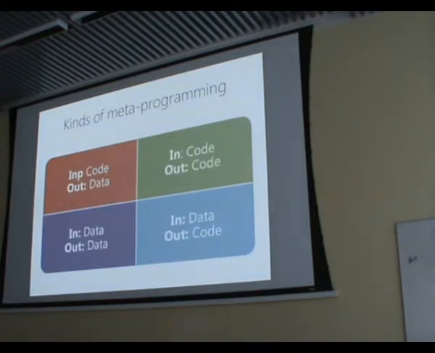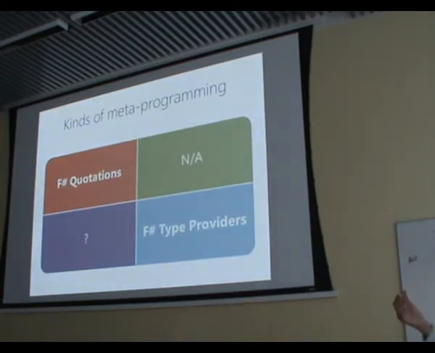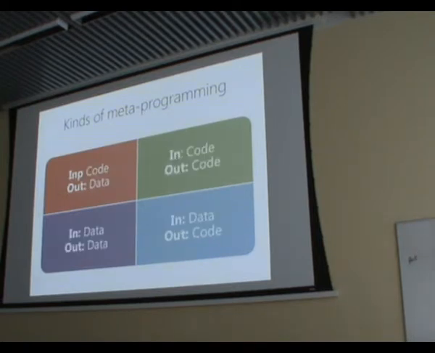The red bit, when we take some code and generate data, that's what happens in F#, where you can take a look at some piece of F# code and translate it, for example, to JavaScript or to SQL. And that's another area where F# does something for metaprogramming. But there's nothing in the green bit where you can take code and use metaprogramming to generate different code and then compile that. So that's an area that's not covered in F#.